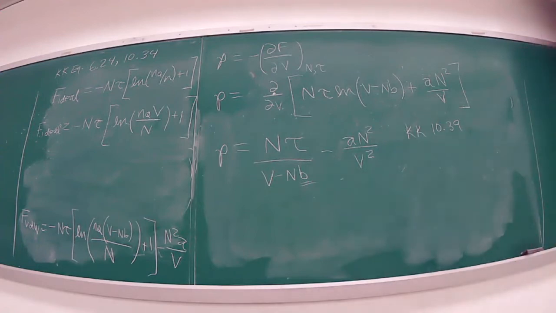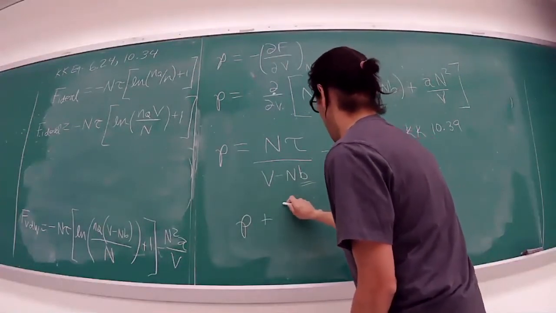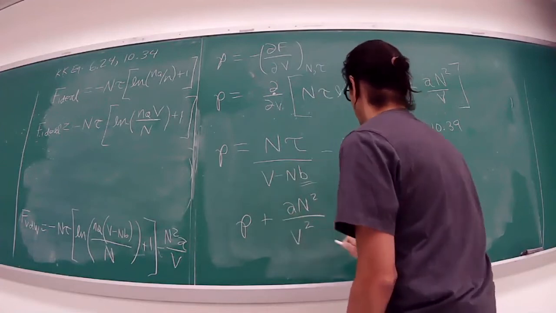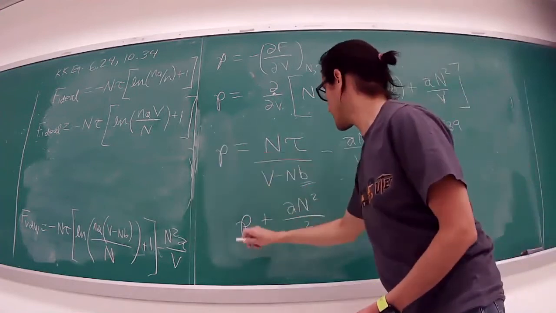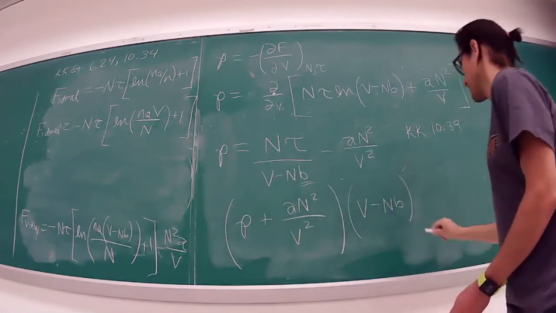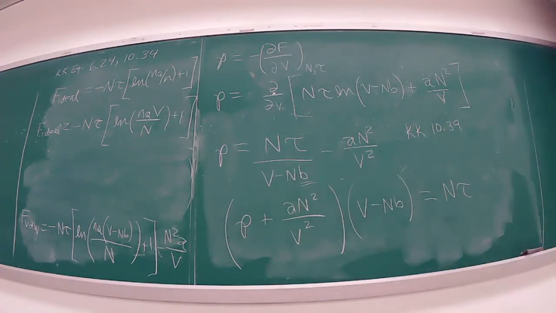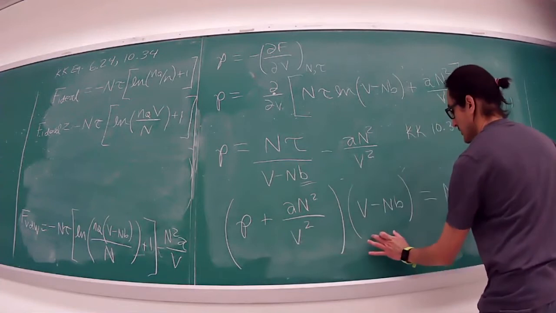Right. So we can put this in a form similar to the ideal gas. We can move this one to the other side. So it'll be pressure plus A N squared divided by V squared. Then this one, we move it to the other side also. And that will be equal to N tau. Okay, so this is like the PV equals N tau, the ideal gas law. So this is a correction that we make to the pressure, and this is a correction that we make to the volume.